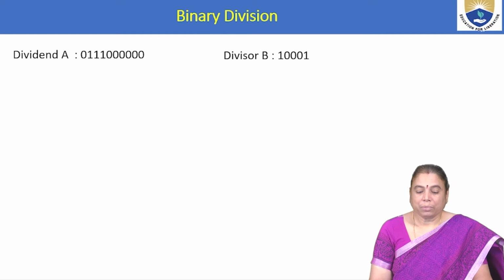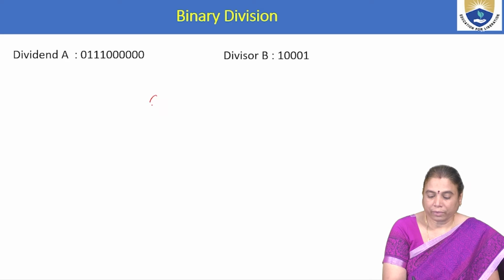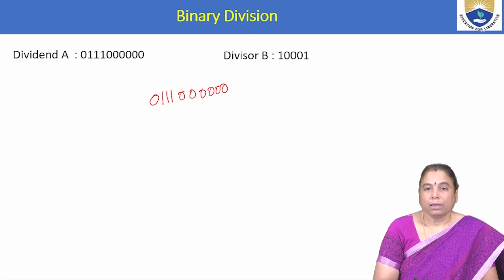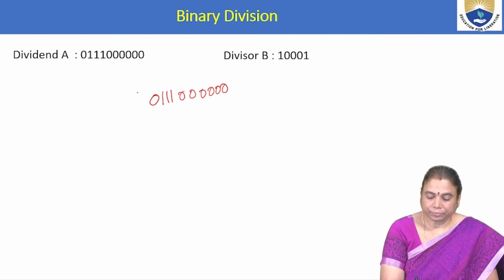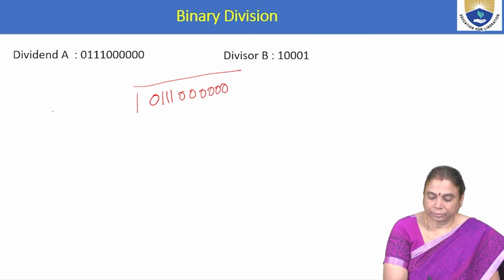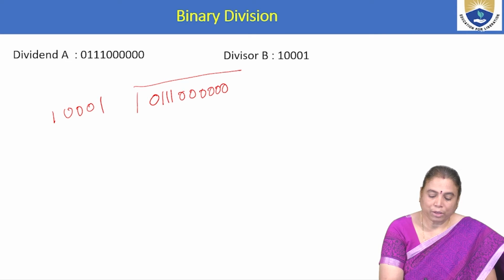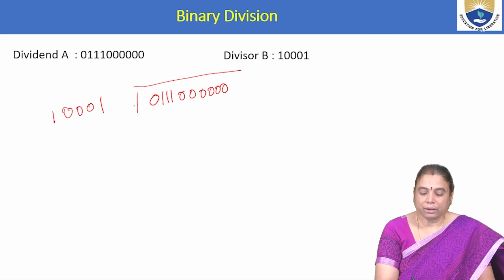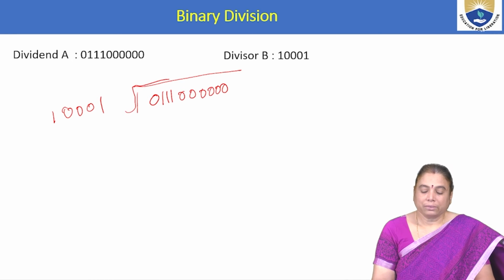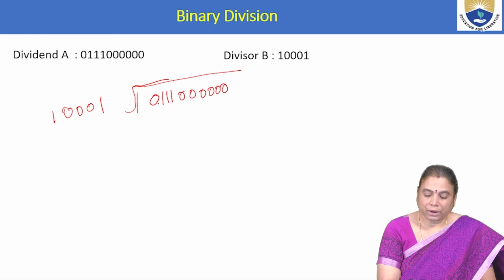So consider an example. One dividend is 0111 and the divisor is this. The divisor consists of 5 bits. So from the MSB of the dividend we take 5 bits: 1, 2, 3, 4, 5 bits. Until this we take the bits and make a comparison whether the dividend is greater or the divisor is greater.